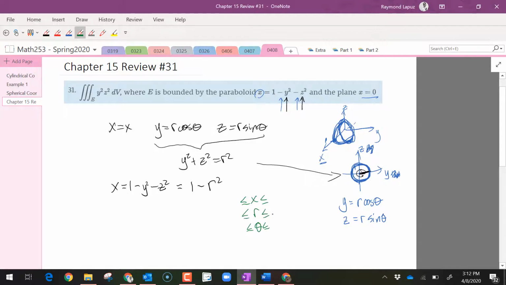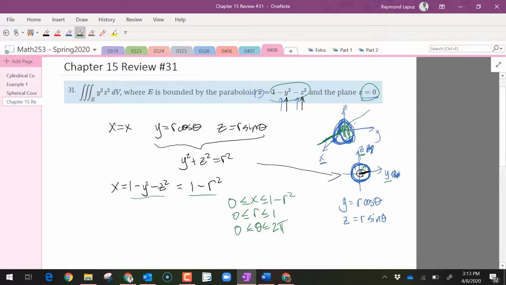So let's deal with the x first. If we draw a line parallel to the x-axis, we will enter through the region via this x is equal to 0 plane. And then we're going to exit the region via the paraboloid, which we said was going to be 1 minus r squared. Now that we have one variable taken care of, we look at the yz plane and notice that it is just a circle. The radial distance goes from 0 to 1, and the theta goes all the way around from 0 to 2 pi.